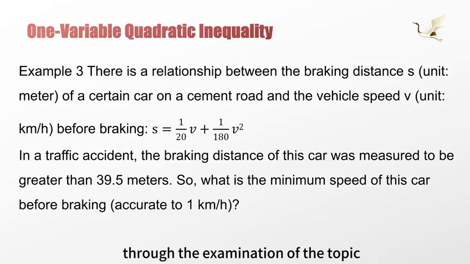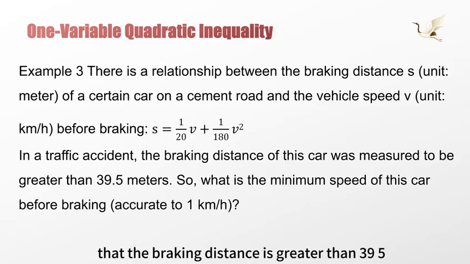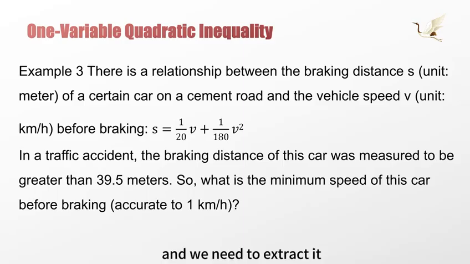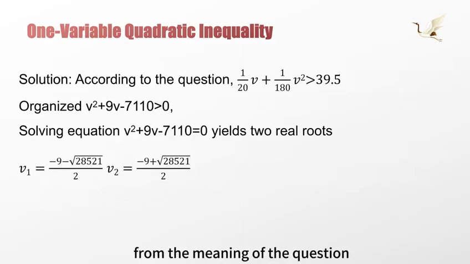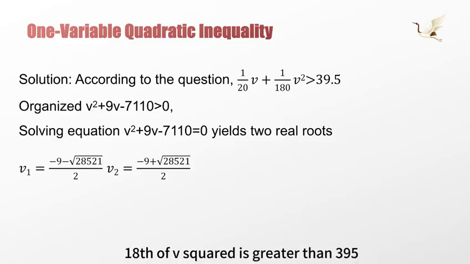Through examination of the topic, we find there are similarities with the previous question, where a quadratic function relationship was given between two variables. What does it mean that the braking distance is greater than 39.5? This gives us an unequal relationship, and we need to extract it. From the meaning of the question, it can be inferred that the sum of 1/20 of v and 1/18 of v squared is greater than 39.5.